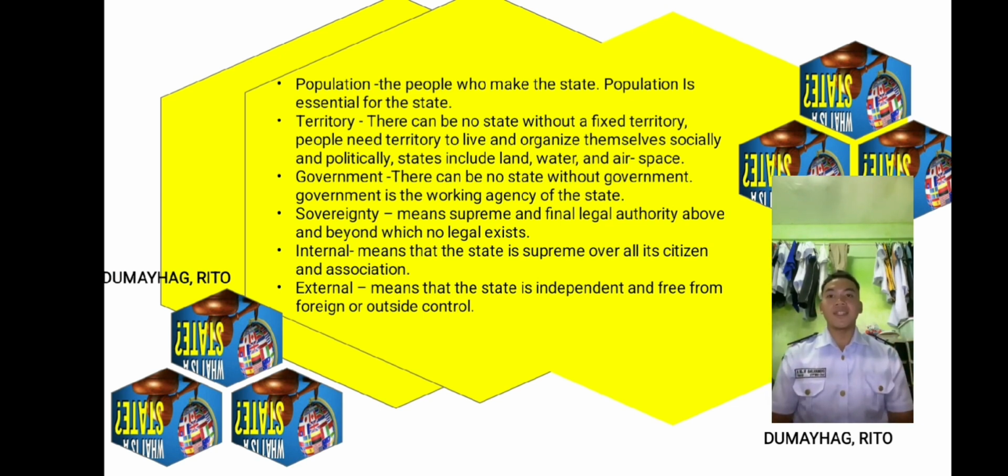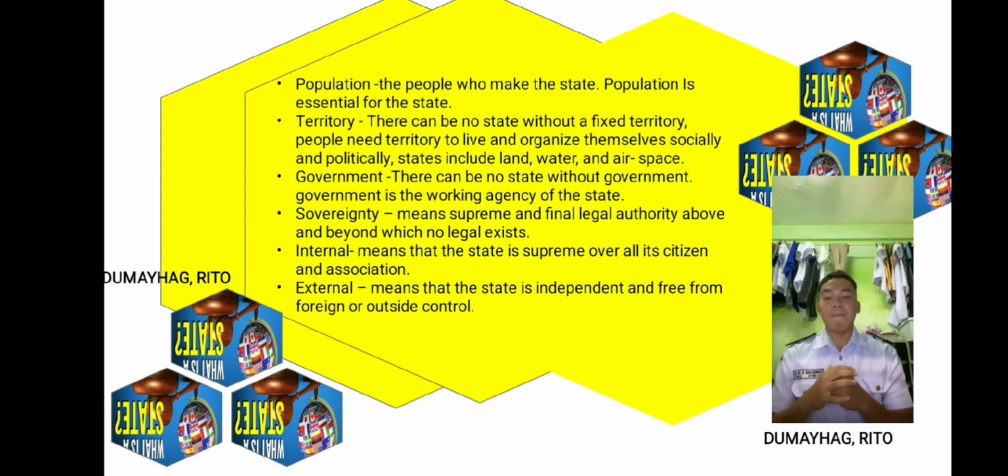The third is government. There's no state if there's no government, because government is the working agency of the state. The government is the agency of the state that makes it work. So that's the thing. Last is sovereignty.